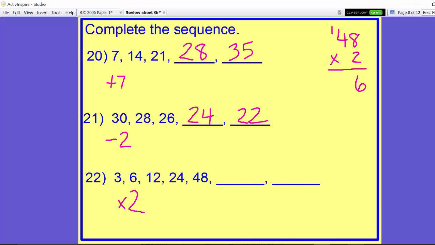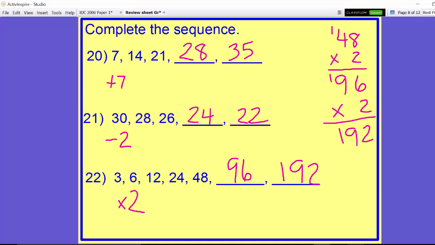Bring down the 6, carry the 1. 2 times 4 is 8. Plus 1 is 9. So here we'd have 96. Now we're going to do 96 times 2. So 96 times 2. 6 times 2 is 12. Bring down the 2, carry the 1. 2 times 9 is 18. Plus 1 is 19. 192. That's how you solve those sequences.